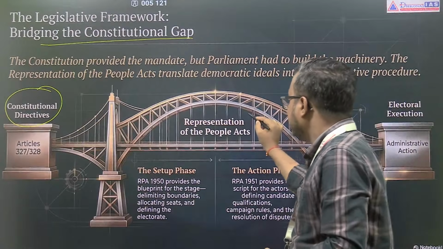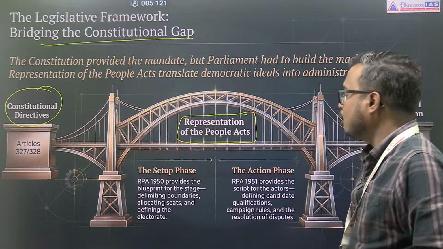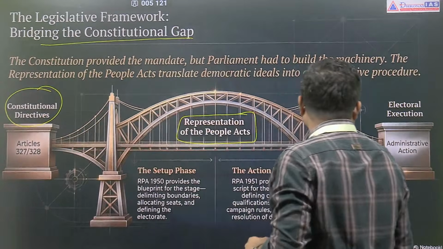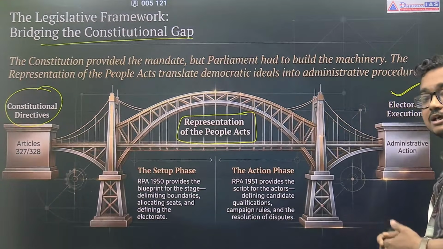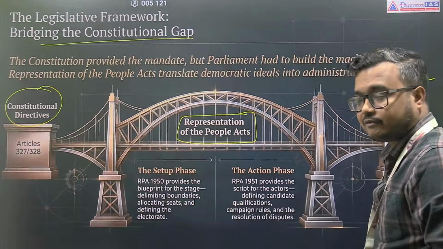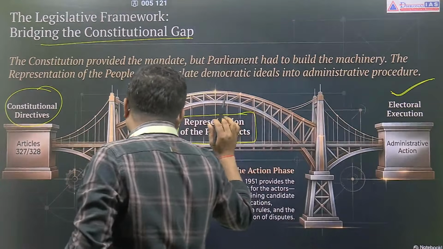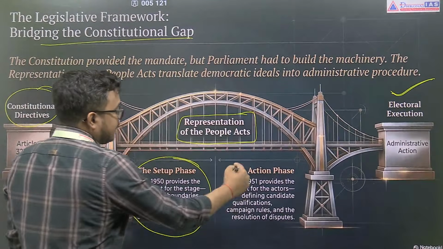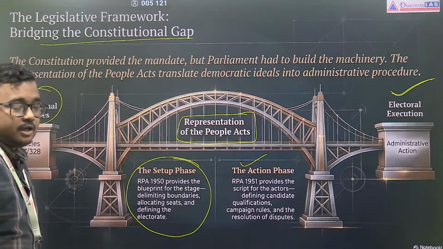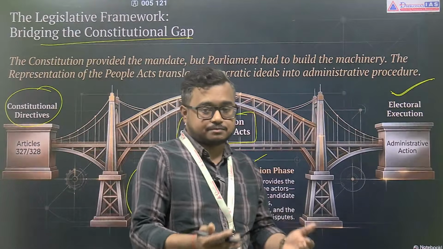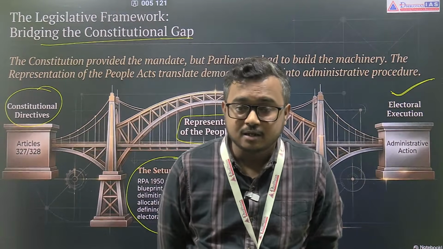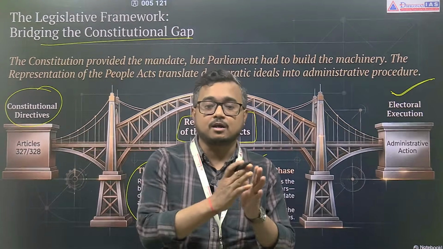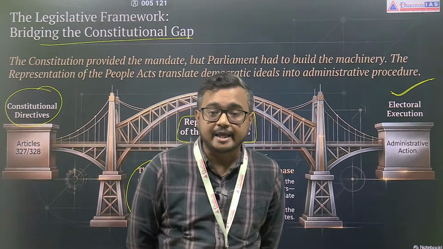And who will bridge the gap? The RP Act, Representation of People Act. It bridges the gap between the constitutional provision and the practical execution of it on the ground level. So there are two RP Acts. One is 1950 and one is 1951. You know that the first general election in India happened in 1951, and it completed in 1952, and then the first Lok Sabha started in May 1952.